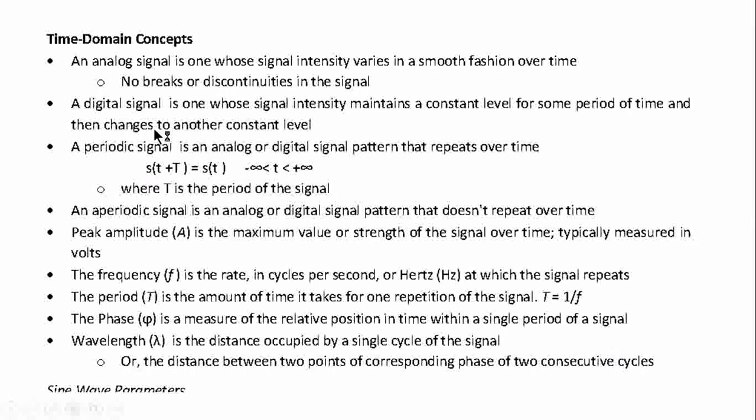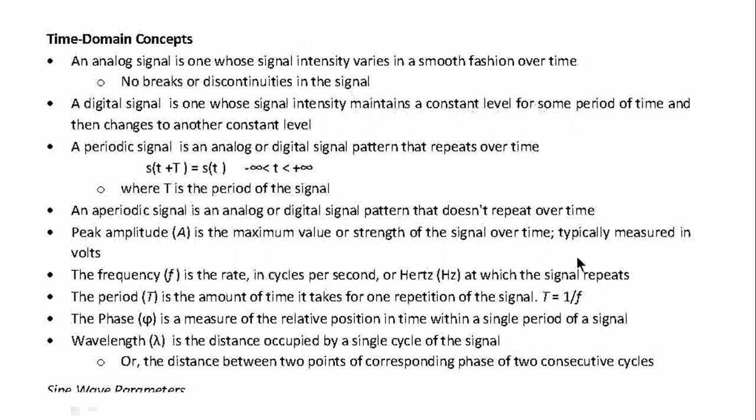An analog signal is one whose signal intensity varies in a smooth fashion over time, with no breaks or discontinuity in the signal. That signal is referred to as analog. And then a digital signal is one whose signal intensity maintains a constant level for some period of time, and then changes to another constant. We saw from the previous diagram, where we had the lines and the bits, the zeros and the ones, the constant levels for a period of time that we are talking about.